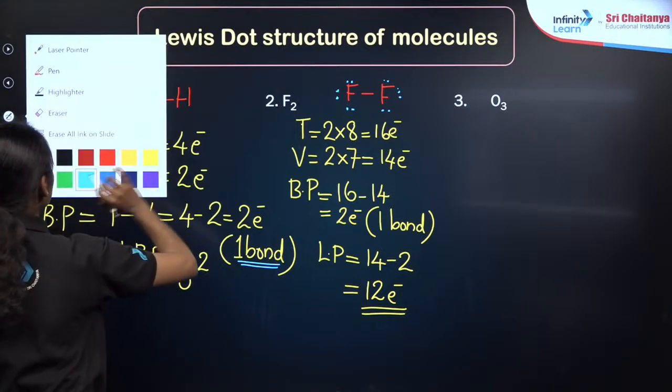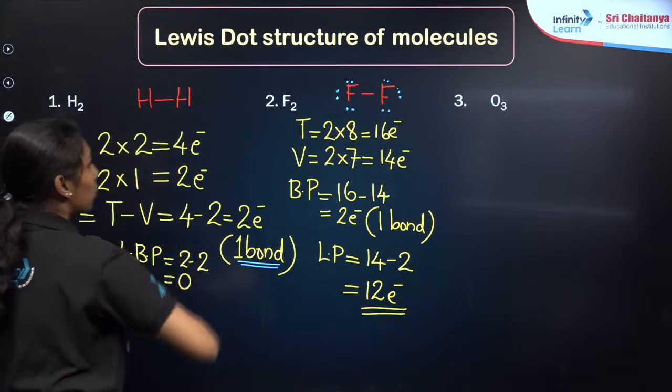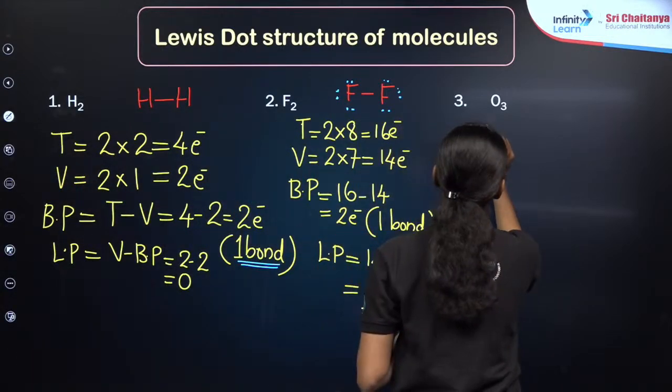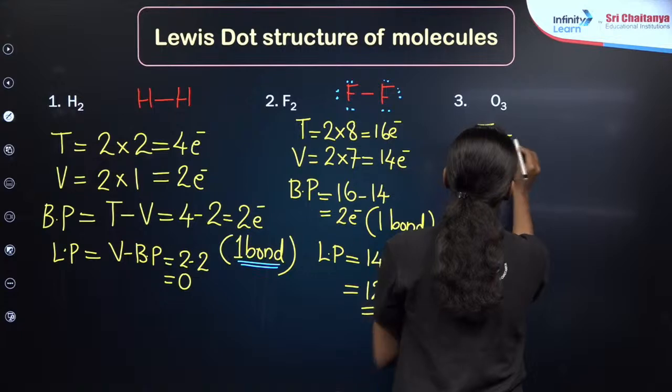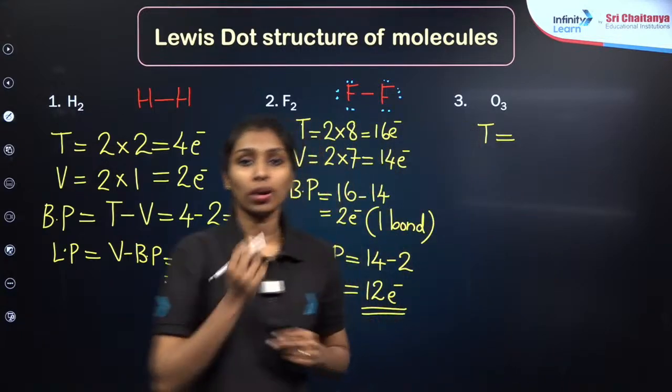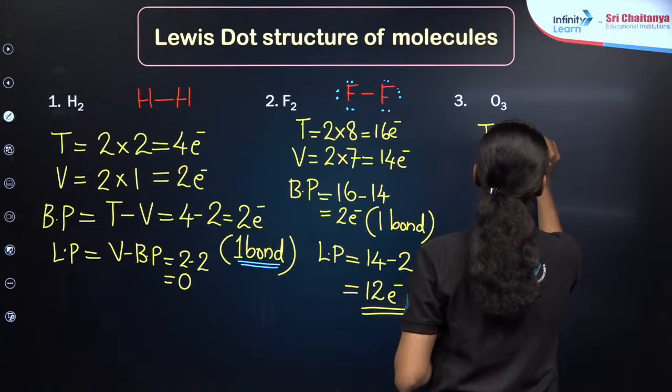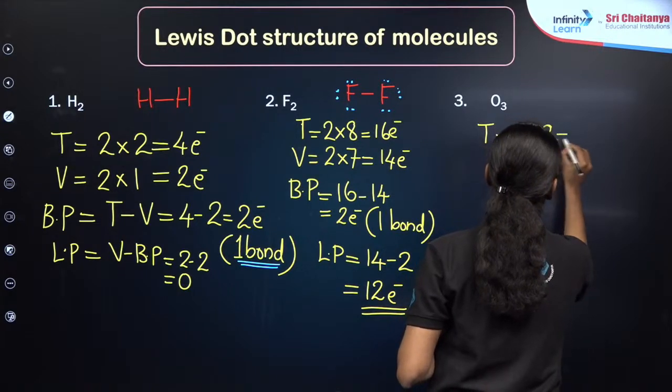Then the next molecule is ozone molecule or O3 molecule. Again, you have to find out the total number of electrons T, assuming that all 3 oxygen atoms will obey octet rule. So I am taking here 3 into 8, that is equal to 24 electrons.